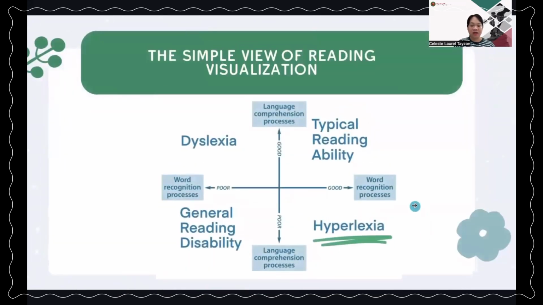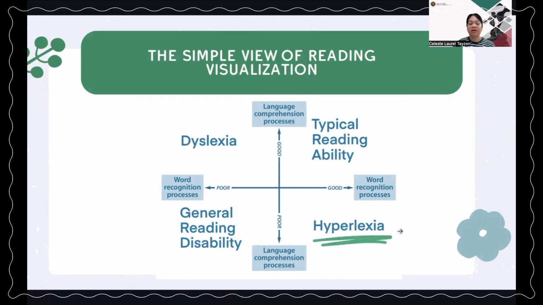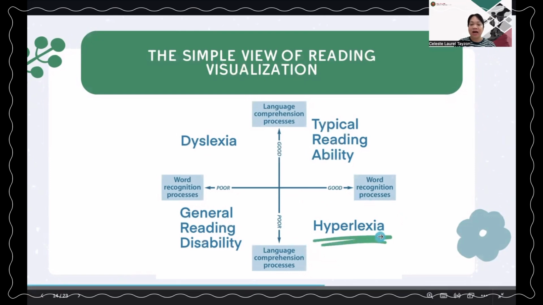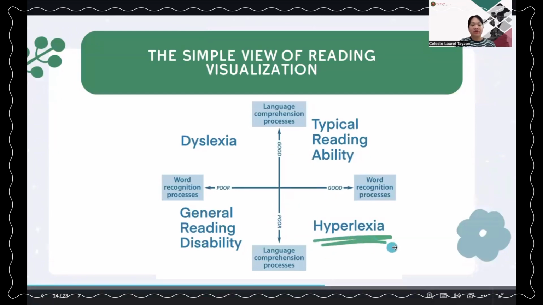Now let's go to the second quadrant. These students have good word recognition, but they are poor in language comprehension. Some of the students may fall under hyperlexia. Hyperlexia are kids that read at a very young age, but they have no comprehension or understanding of what they read.